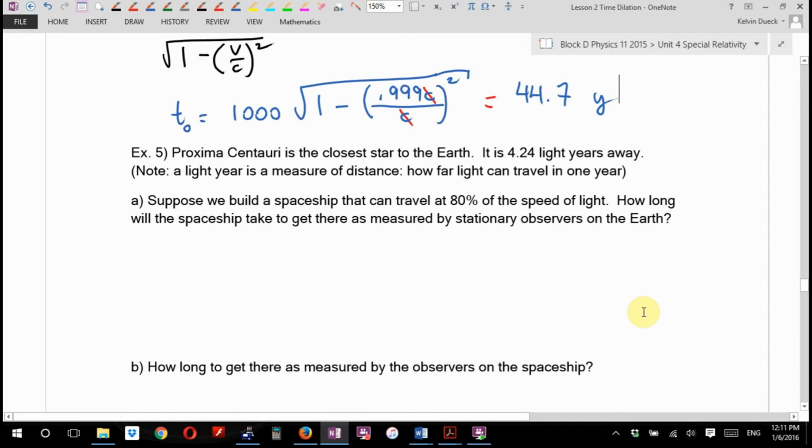Suppose I can build a spaceship that can travel at 80% of the speed of light. How long would the spaceship take to get there as measured by stationary observers here on the Earth? Well, okay. What's this question asking me to find? Time, and this is not a relativity question yet. I'm going to go back to basic physics 11. I'm going to say time equals distance over velocity, because we're talking about the people here on Earth, they're not moving.